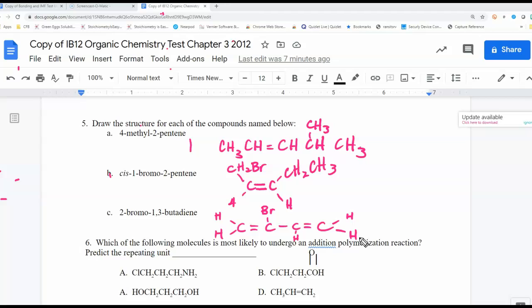That was exciting. Okay, which of the following molecules is most likely to undergo an addition polymerization reaction? That means that we are looking for an alkene. The only things that can undergo an addition polymerization reaction are alkenes. And then predict the repeating unit. So I'm looking here for an alkene, and I'm not seeing an alkene on this.